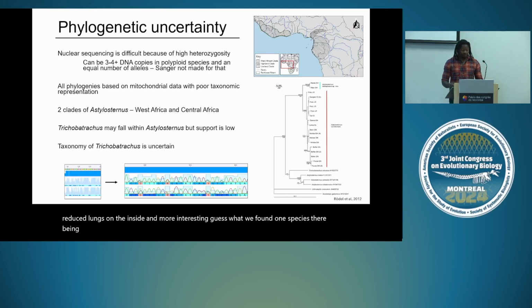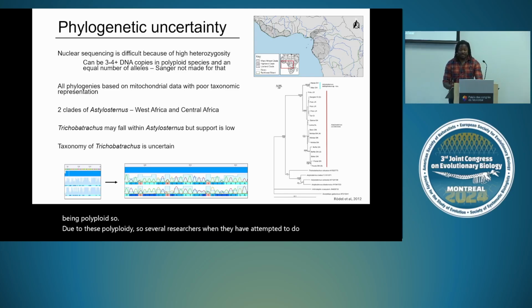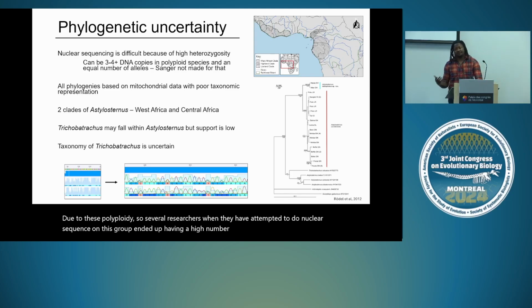So due to this polyploidy, several researchers, when they have attempted to do nuclear sequences on this group, ended up having a high number of heterozygosity. So they first think, oh, this is just garbage. Maybe the sequencing didn't work, and they ended up discarding a lot of data. So if you work on frogs and you find high heterozygosity, don't throw it away.